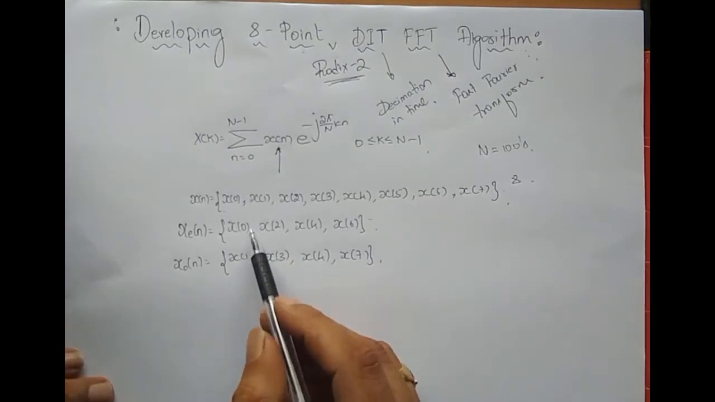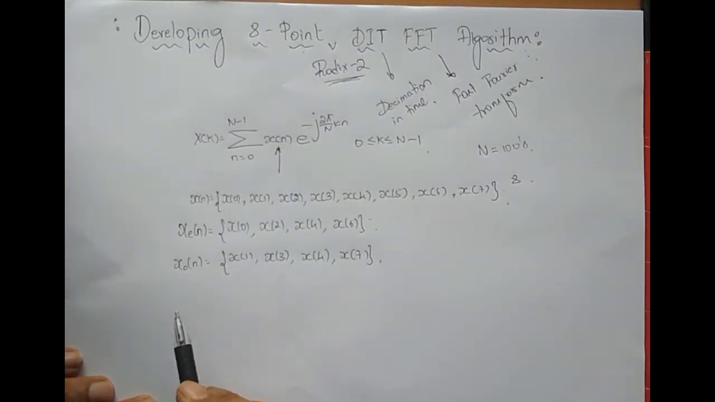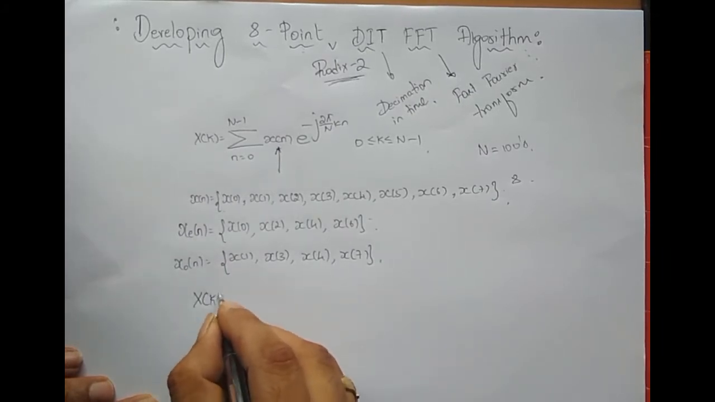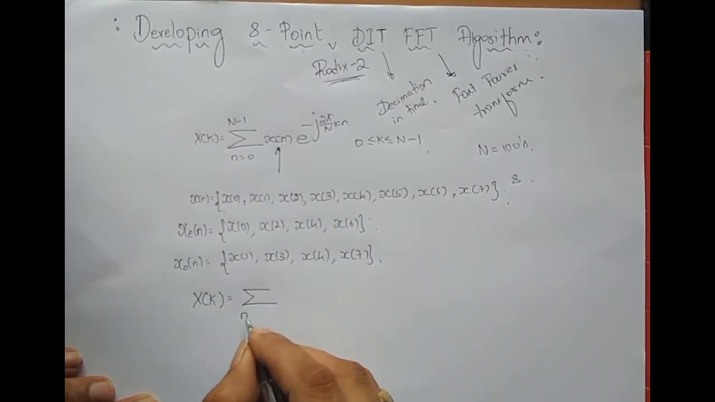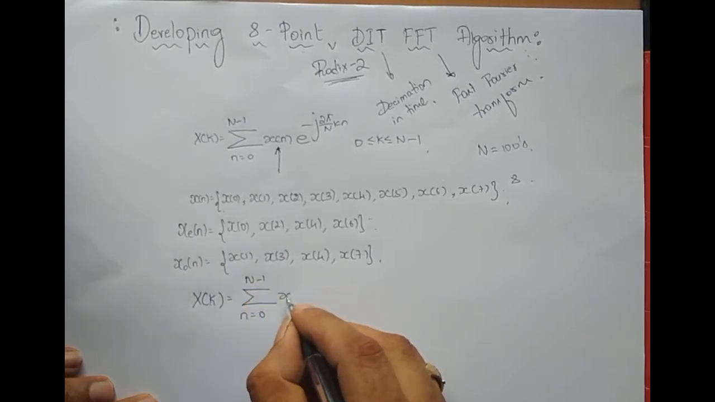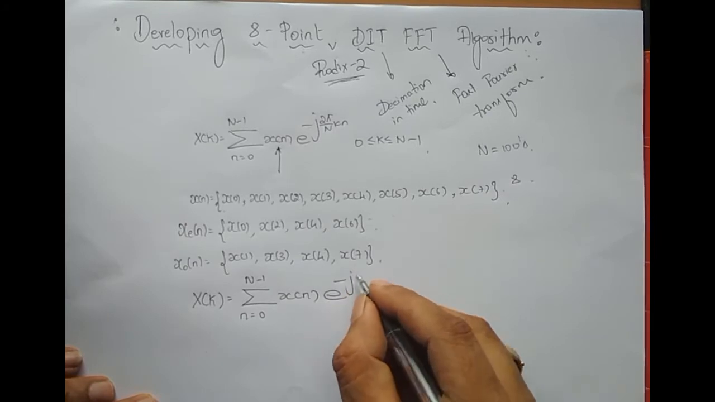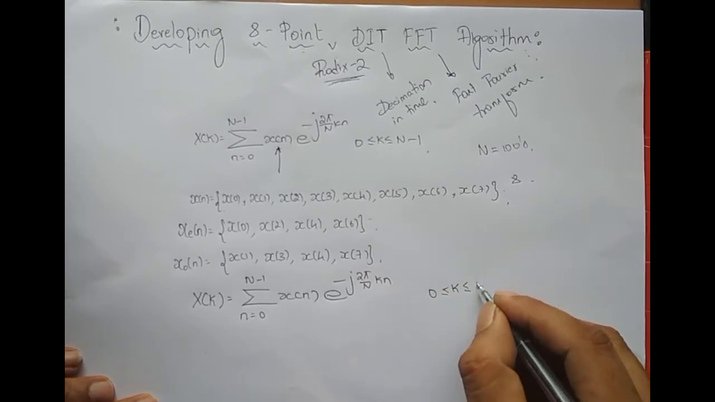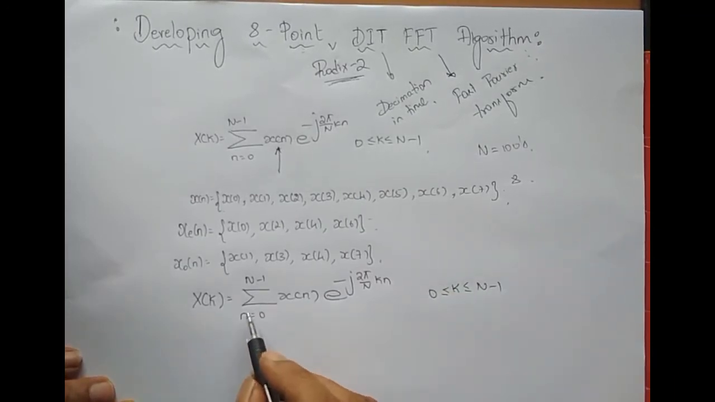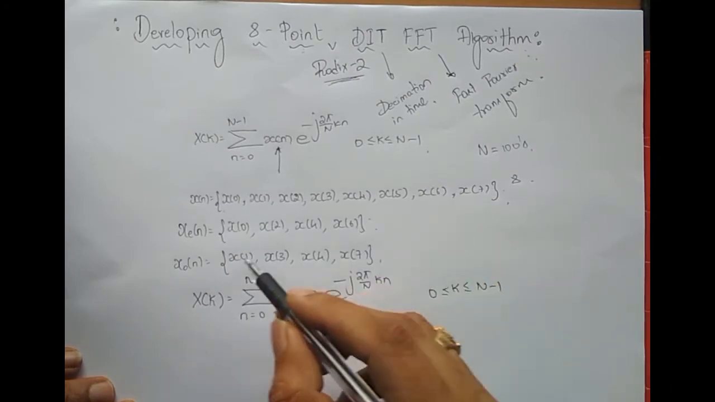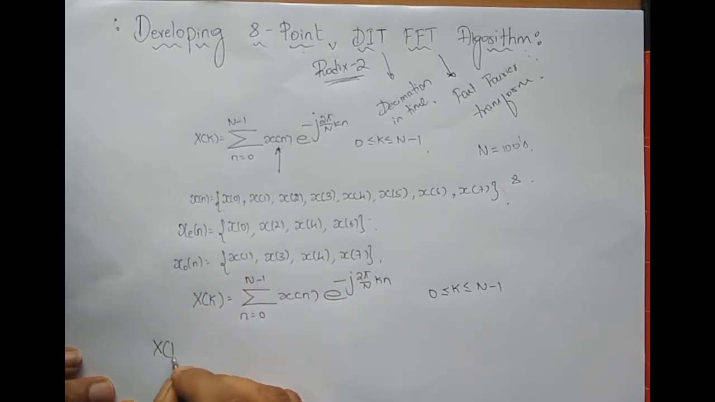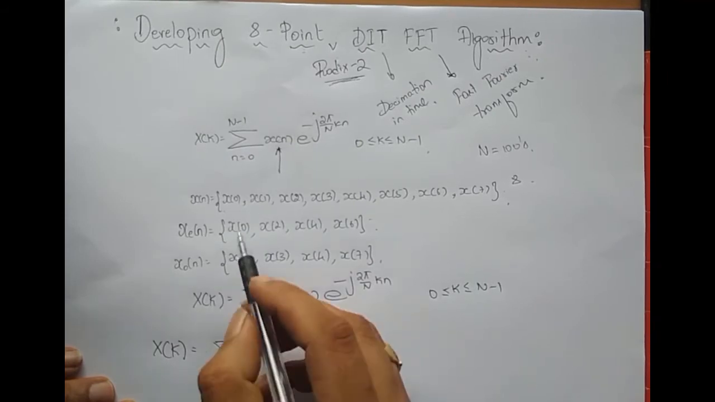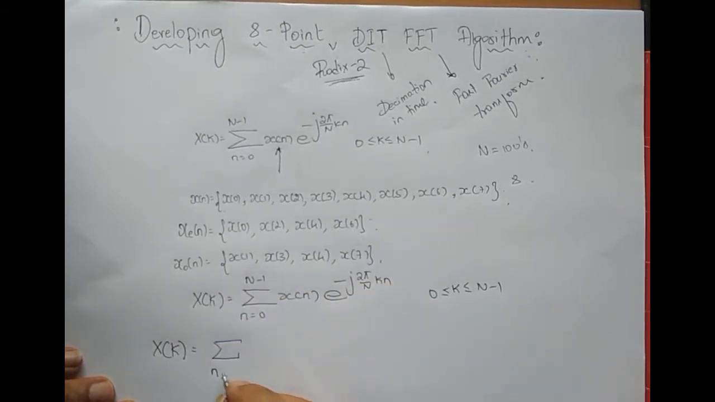Okay, so how do we represent this in terms of the DFT equation? We'll see that. So X of k is summation n varying from 0 to N minus 1 x of n e power minus j 2 pi by N into kn, where k is varying from 0 to N minus 1. So now I'm going to decimate this equation according to the even sequence and odd sequence. So how do we do that? X of k is equal to the even sequence, summation n. The even sequence starts from 0 and ends at 6, right? So n varying from 0 to 6.